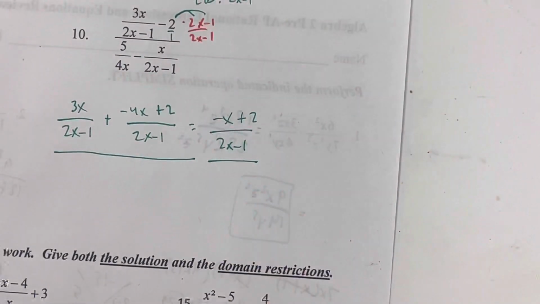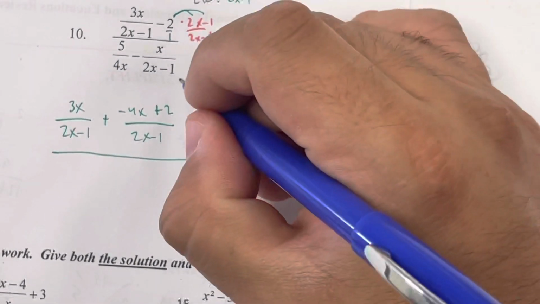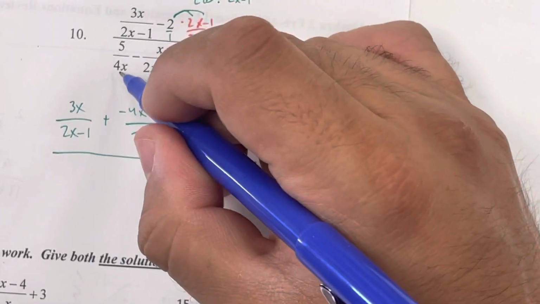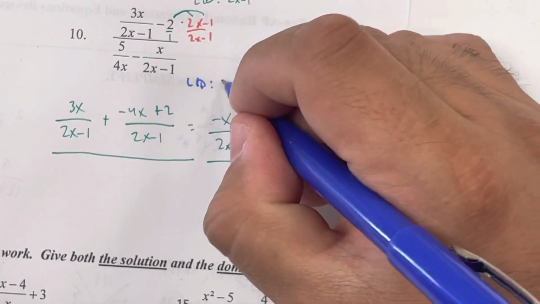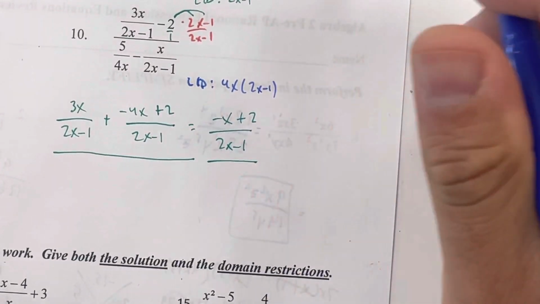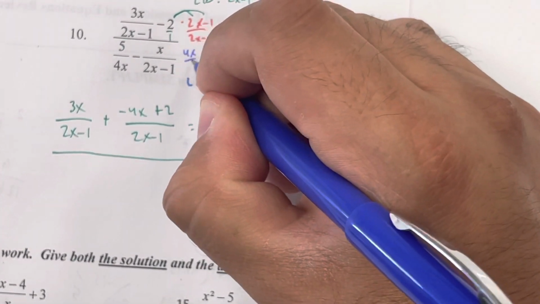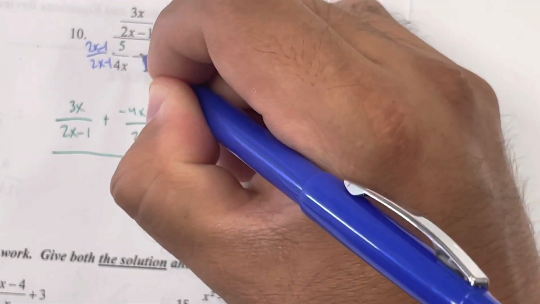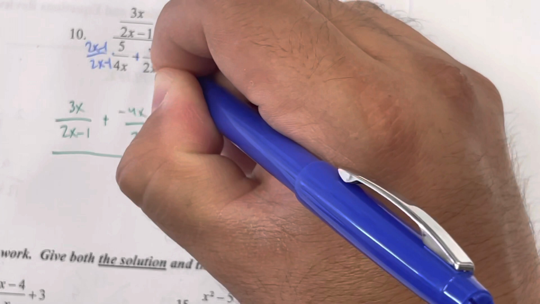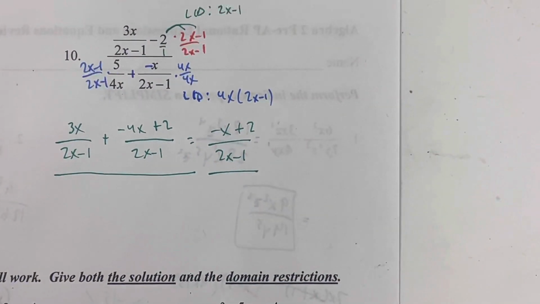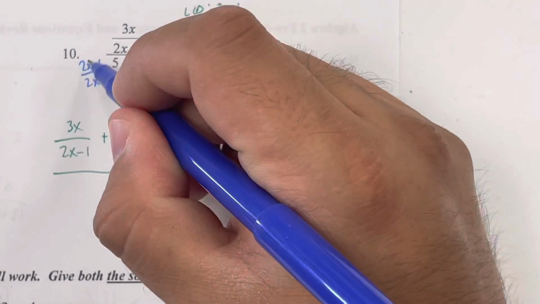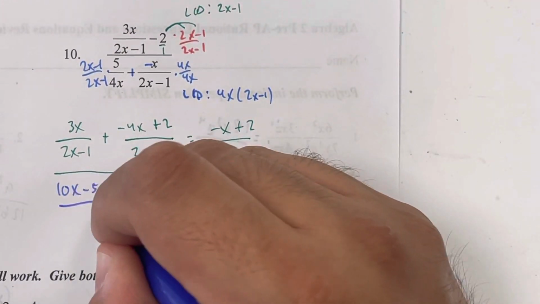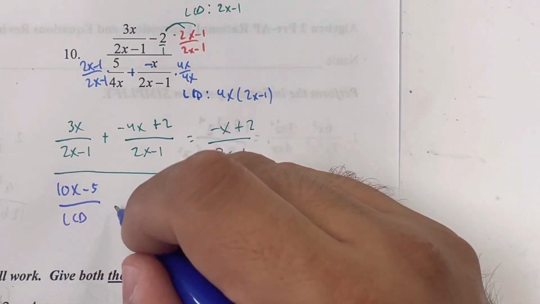All right. On the bottom, for this one, we can see that the LCD, let's see what we have here. This is 4x, and so they have nothing in common, so it's 4x times 2x minus 1. So this one will be multiplied by 4x on the top and the bottom. This one will be multiplied by 2x minus 1. And I will flip this sign. Okay. So let's go ahead and multiply here. 5 times 2x is 10x. 5 times negative 1 is negative 5. And this one's longer, so I'm just going to write LCD.